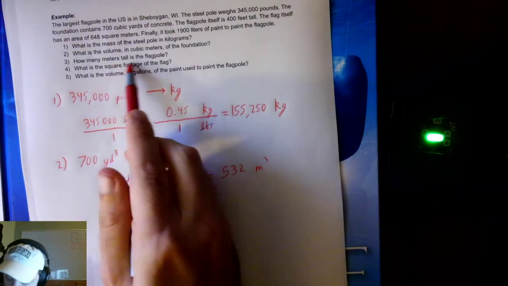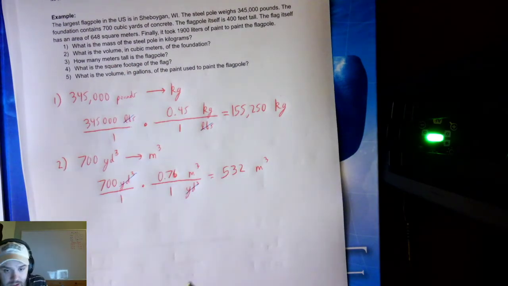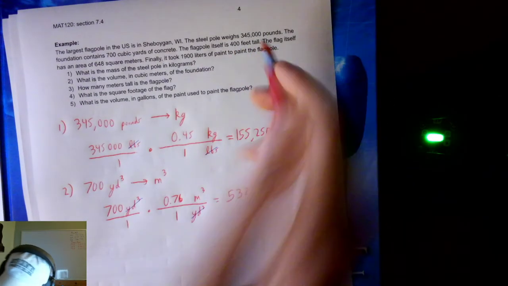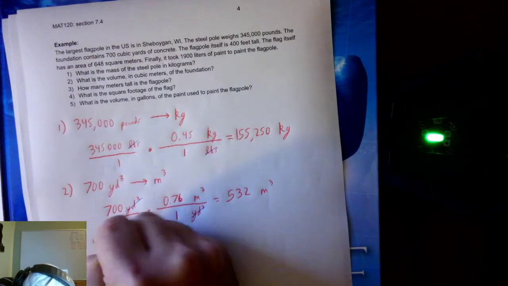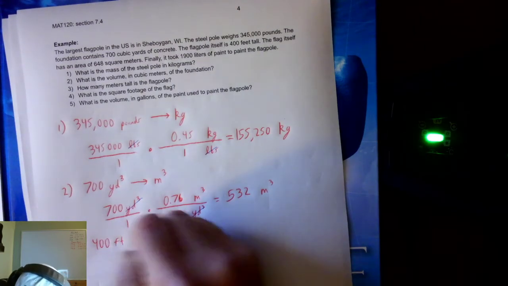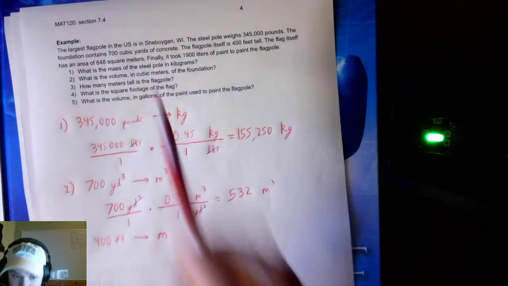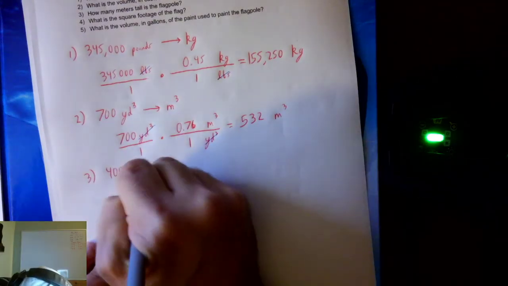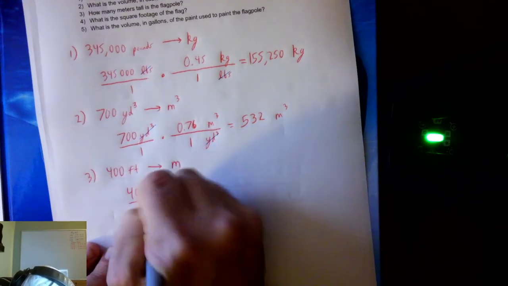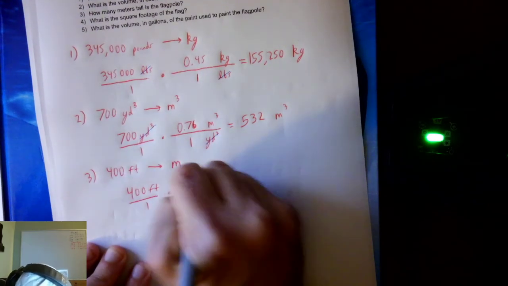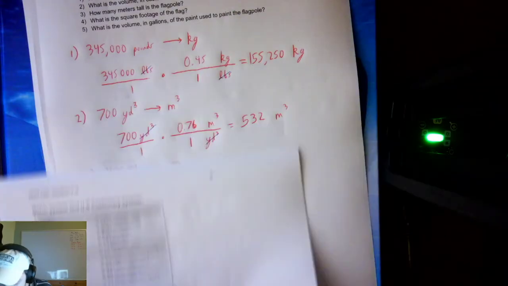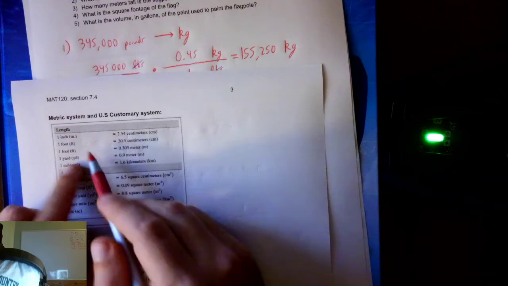Now, how many meters tall is the flagpole? Well, first I got to find how the flagpole was originally measured. It was 400 feet tall. So 400 feet, and I'll convert that to plain old meters, right? 400 feet to meters. Well, I'm going to write 400 feet over 1, because that's what I need to convert. And then let's see. I'm looking for feet to meters. Let's see, that's a length, right?